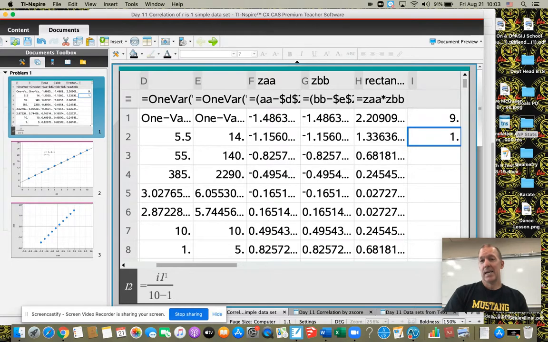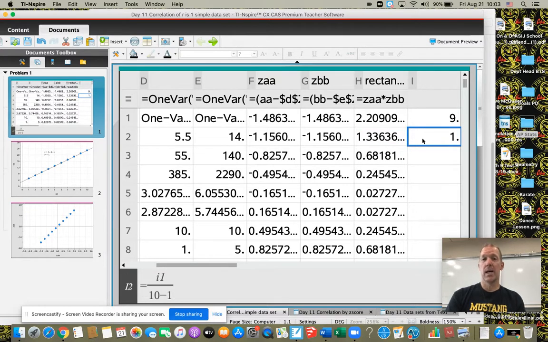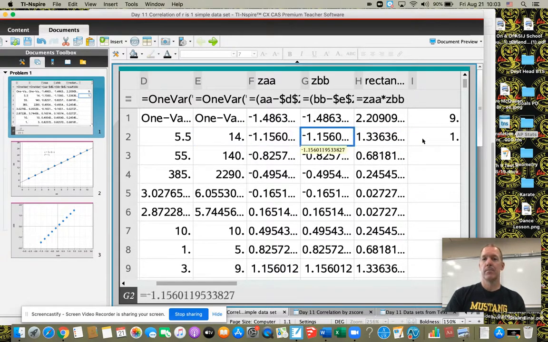So I take my 9 divided by 10 minus 1. So 9 divided by 9. And I got a perfect correlation of 1. And it works that way. The process works that way every single time. That's how R is calculated. So that is R. R is 1.